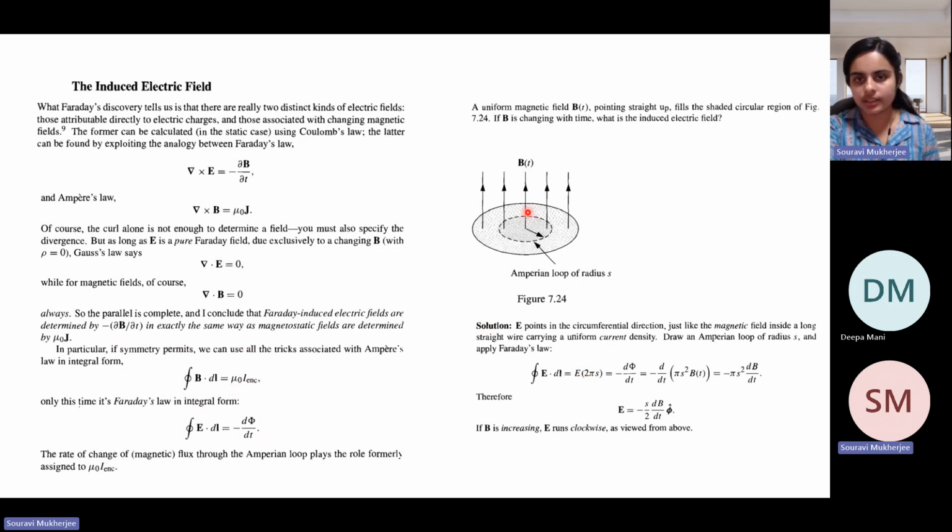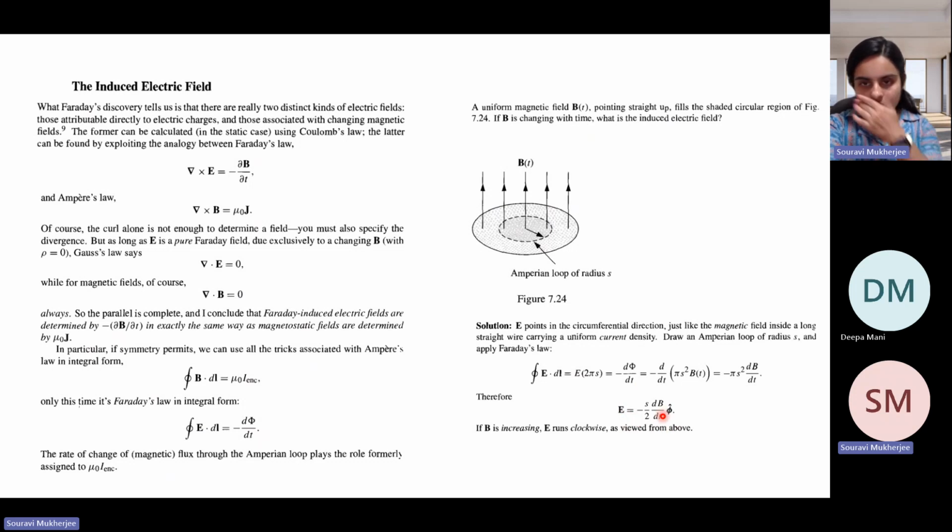So you consider this Amperian loop, and if you do the line integral over this circular loop, what you get is E into 2 pi s, and that is equal to minus d phi dt. What is d phi dt? It is the rate of change of magnetic flux. Flux is B into area, which is pi into s square. So if you now equate the terms, you get this expression.